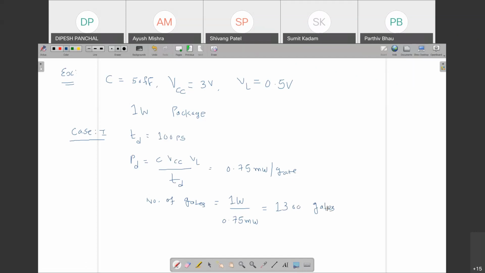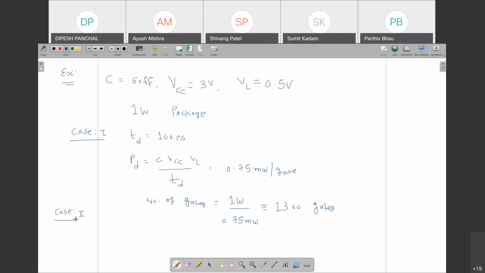So I hope this case number 1 is clear to you. Speed is given, 100 picosecond. Package is fixed, 1 watt package. So we calculate power for each gate and then we calculate the number of gates, 1300 almost. 1300 number of gates. Is it okay for you? This is case number 1. Yes, sir. Let's go for case number 2. Yes, sir. Second case.